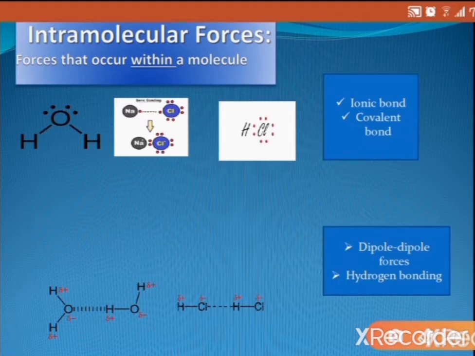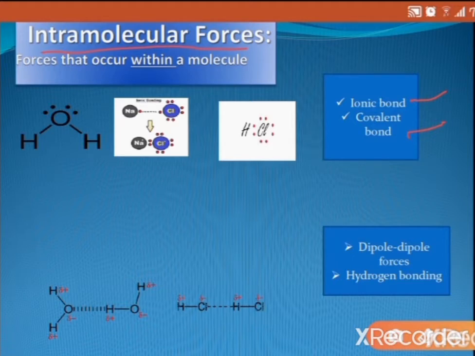First of all, intramolecular forces. Intramolecular forces are the forces that occur within a molecule. Examples of intramolecular forces are ionic bond and covalent bond. For example, in water, oxygen and hydrogen atoms are held together by a force known as covalent bond. In this molecule, hydrogen and oxygen share their electrons.